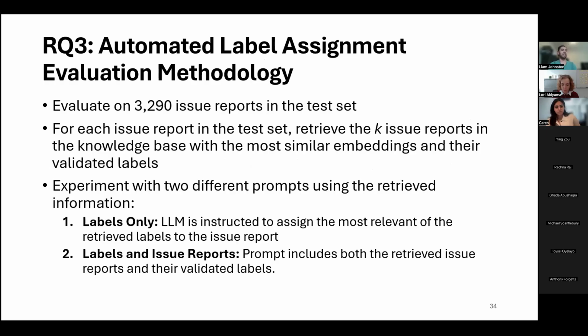And then for the automated label assignment evaluation methodology, we evaluated on about 3,000 issue reports in the test set. For each issue report in the test set, we retrieved the K issue reports in the knowledge base with the most similar embeddings and their validated labels. And we tested various K values. And then we experimented with 2 different prompts using the retrieved information. One is labels only. So the LLM is instructed to assign the most relevant labels, and all we give it is those retrieved labels from the K issue reports. And then the labels and issue reports prompt includes both the labels, but it also shows which of the issue reports the labels were assigned to. So that way there's a little bit of added context there.